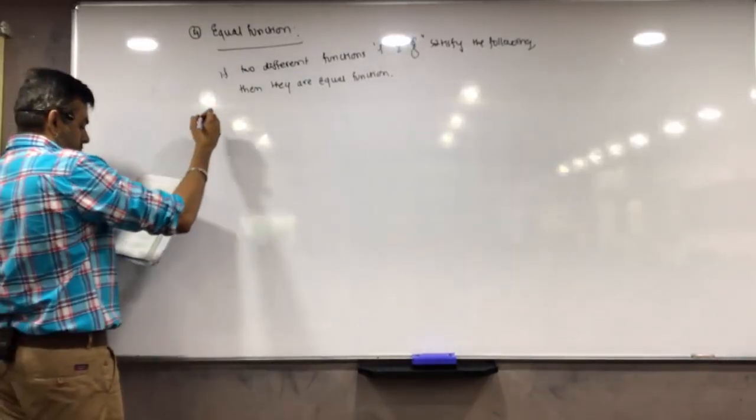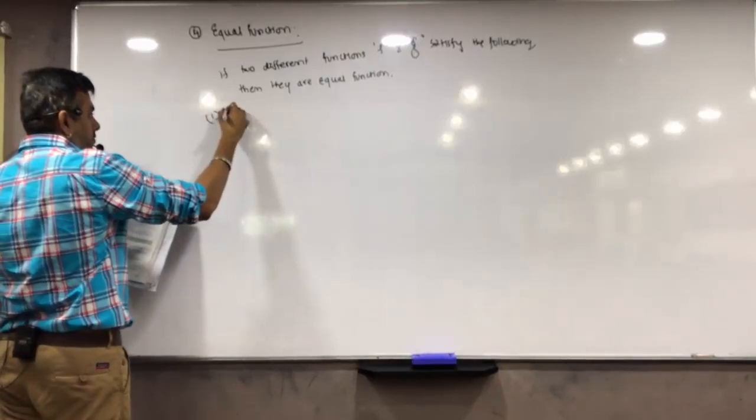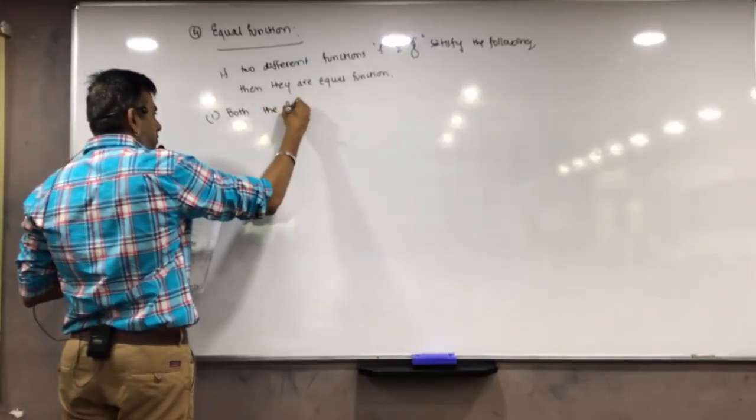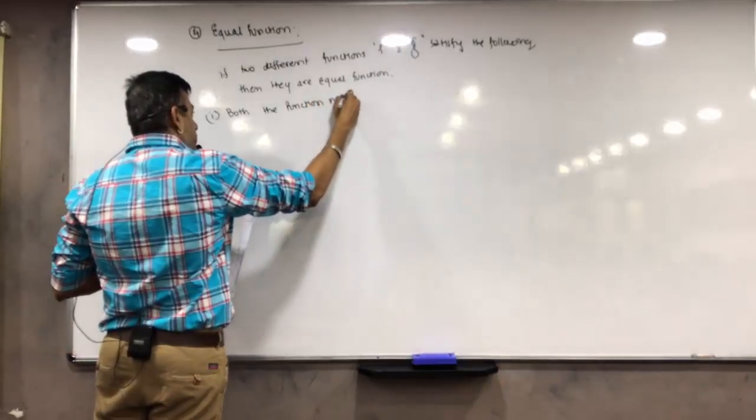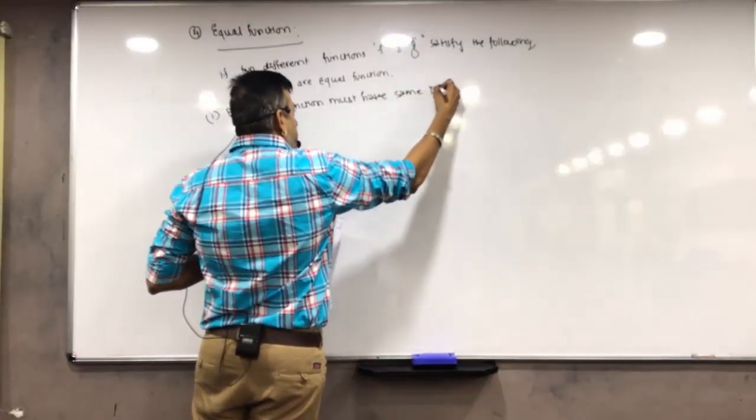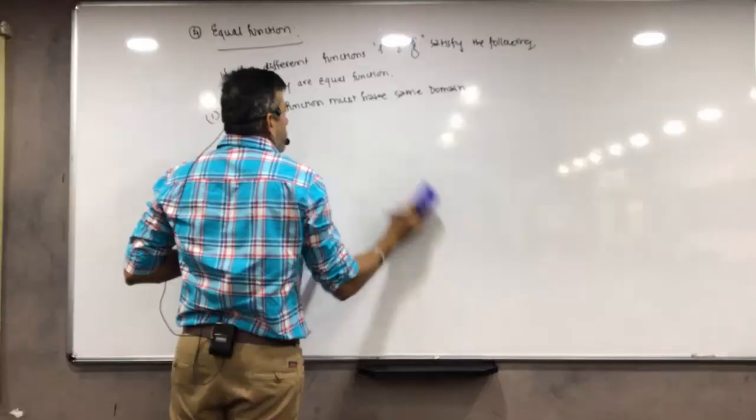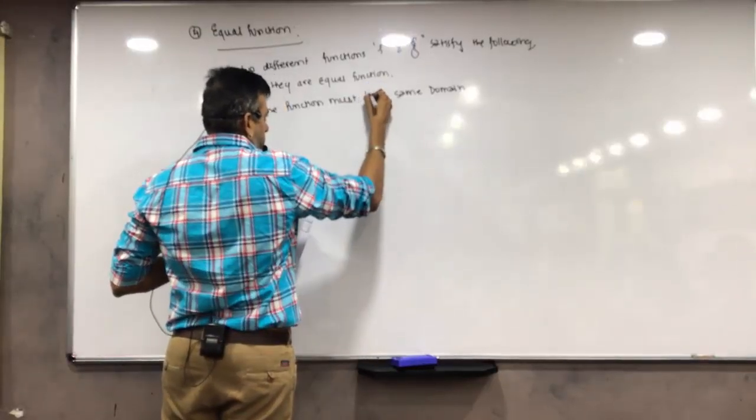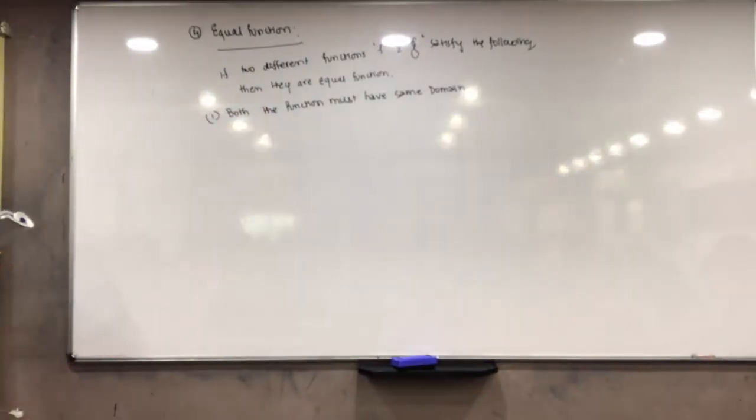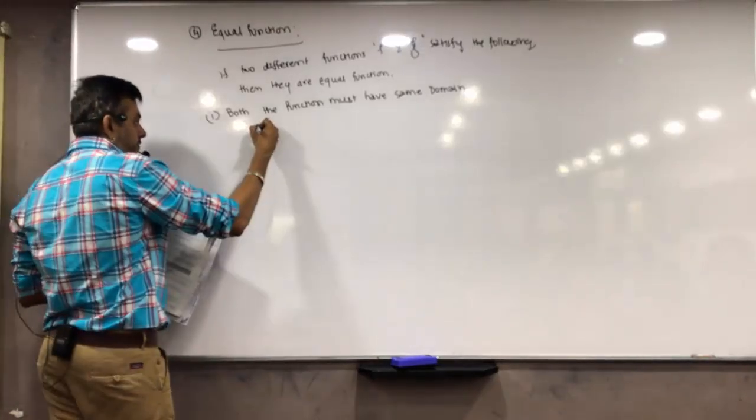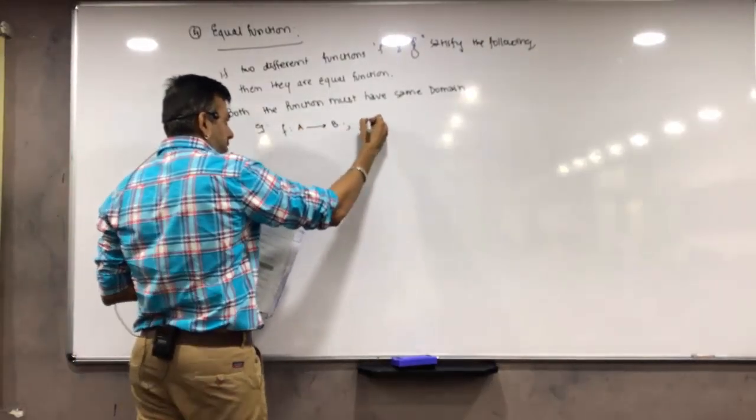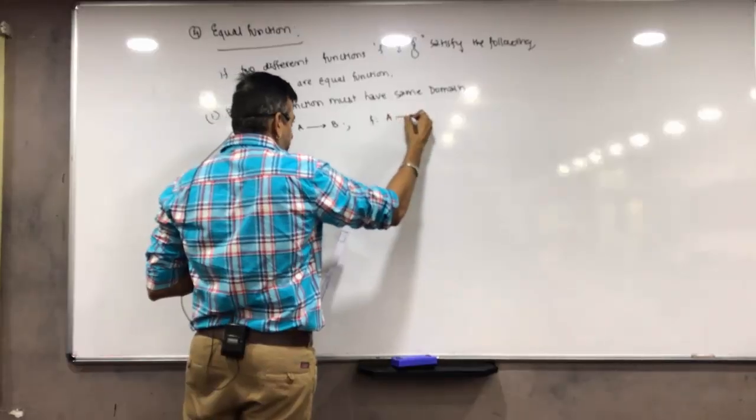First, both the functions must have the same domain. Both functions must have the same domain. Example, function f from set A to set B and function g from set A to set C.